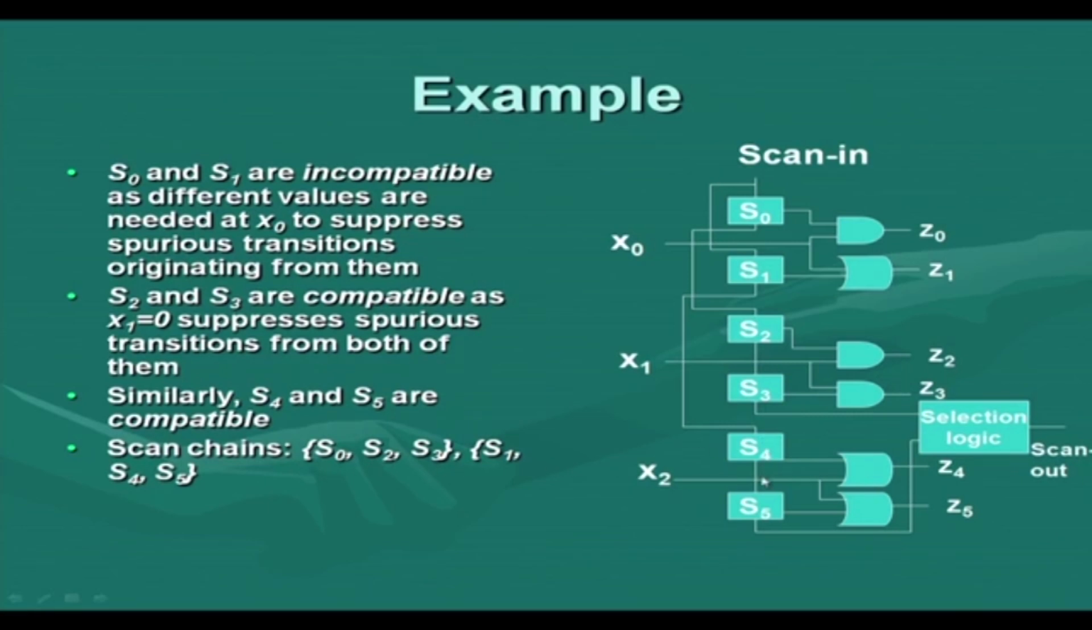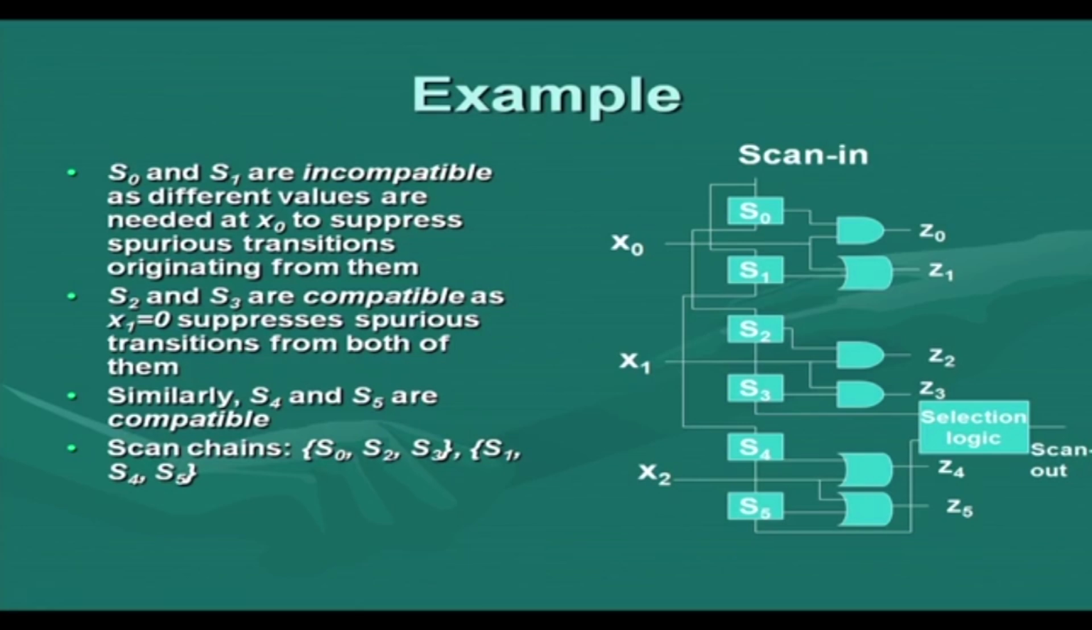Similarly, S4 and S5 are compatible. So the scan chain that we make, I should make with the compatible set. S0, S2 and S3 can be made into one chain, and S1, S4 and S5 can be made into another chain. We divide it in such a fashion that by setting a single mask, I can suppress all the transitions that are occurring from that chain.